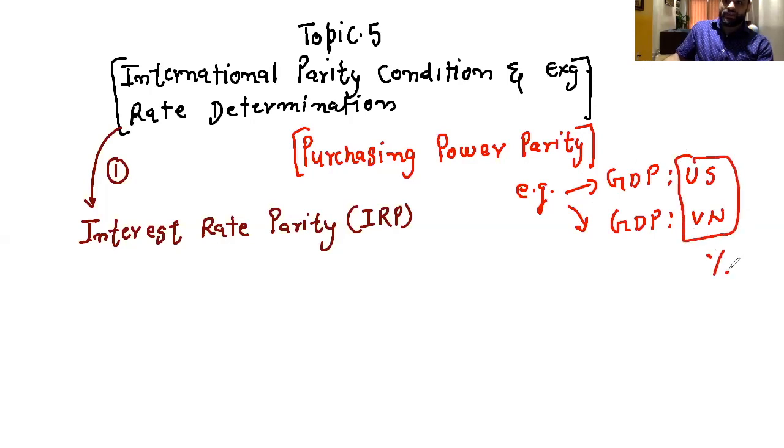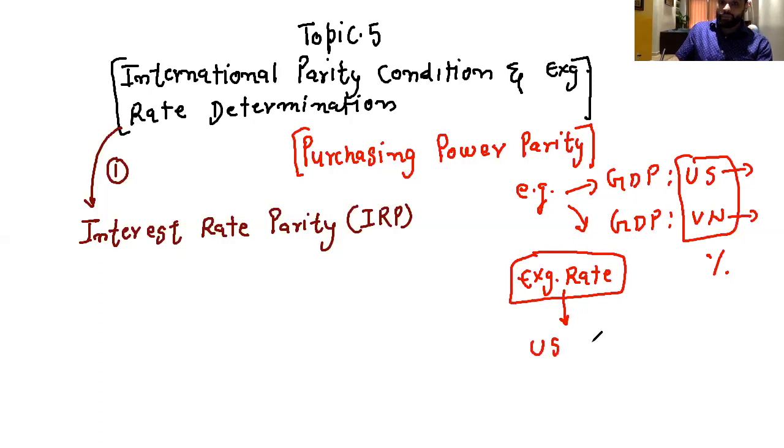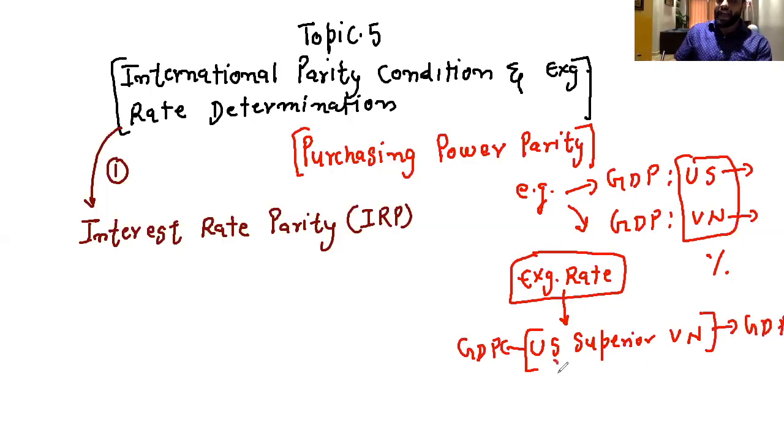Of course, on the basis of percentage: whatever percentage we estimate in the US, whatever percentage we estimate in Vietnam. When we are comparing GDP at the international level, the exchange rate plays a very important role. Because of these exchange rates, the value of the US currency is superior to the value of the Vietnam dong. So what does it mean? When we are estimating the GDP of the US and the GDP of Vietnam, the GDP of the US will show superior every time. The reason behind it is the exchange rates.